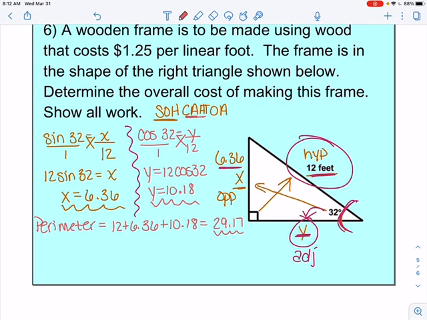So now I'm going to take that perimeter and multiply it by the cost per foot, which was $1.75. And when you do that, you're going to get an answer of 36.46. So $36.46 is going to be the total cost to get that picture frame made. And that is it for this section.